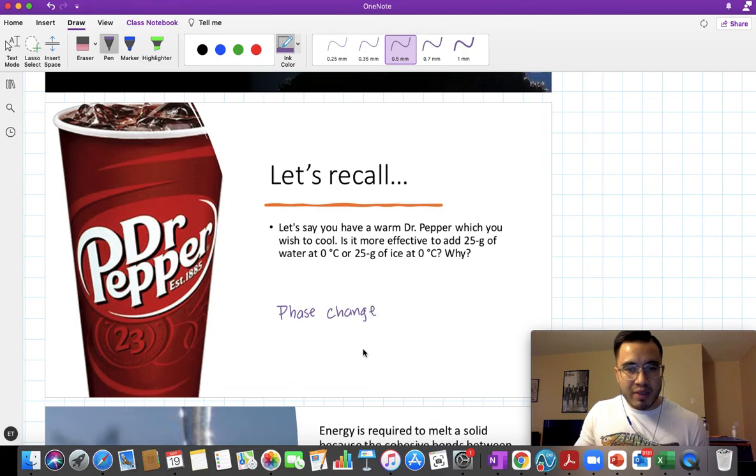What that means is the ice would go from solid to liquid, right? So just the ice would melt. And that's where we stopped, because then we talked about specific heat. Now we're going to go back to this to see, okay, so what's the physics behind the reason ice is better than water, even if they're at the same temperature?